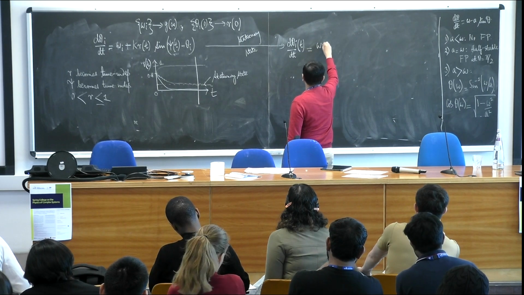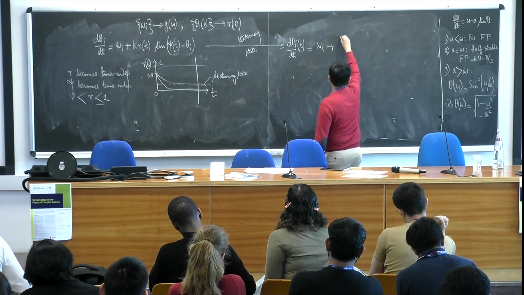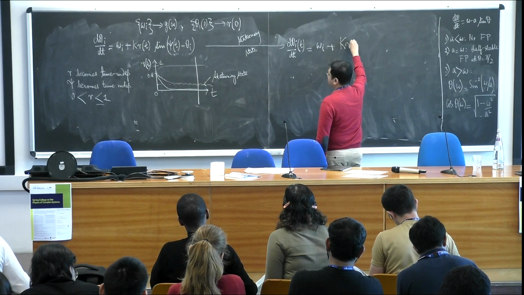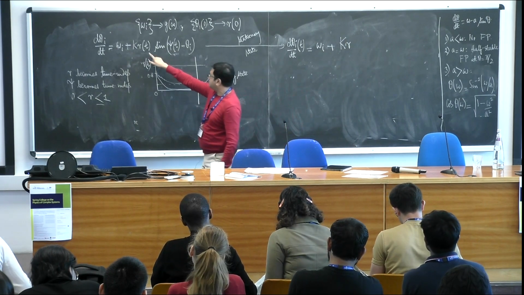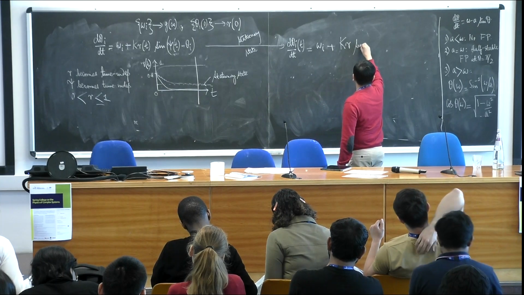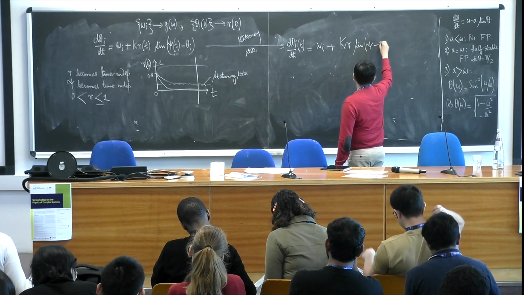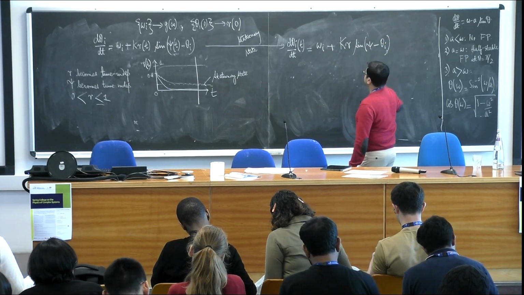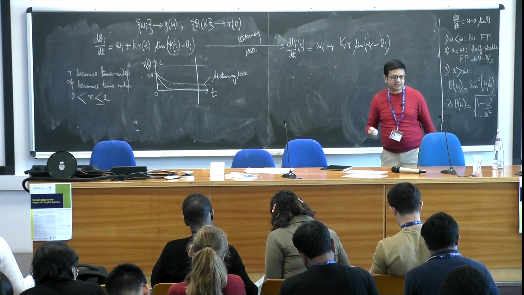You cannot stop them from changing. So this becomes omega i, which anyway is time independent, plus K r. But then in the stationary state, I can forget about the time dependence here and here. Fine. This is the stationary state dynamics.